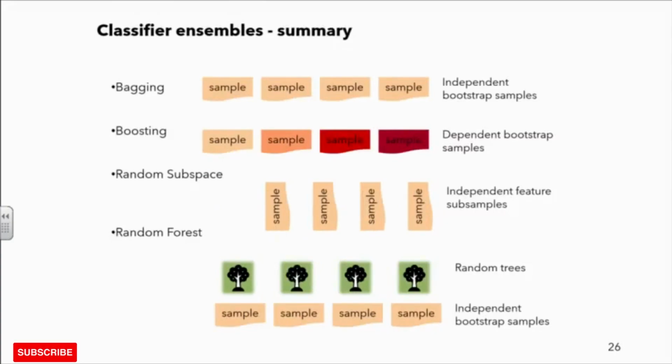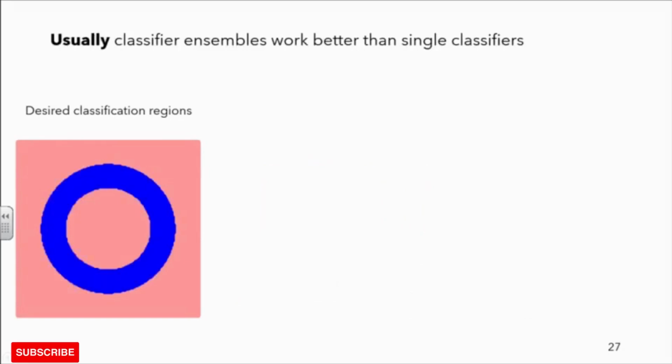So what's going to vary between these different strategies? Well, how do we sample our original dataset? Is it bootstrap? Is it subsample? And also what type of classifier we are going to use. So for random forest, it has to be a decision tree classifier. So usually classifier ensembles work better than a single classifier.